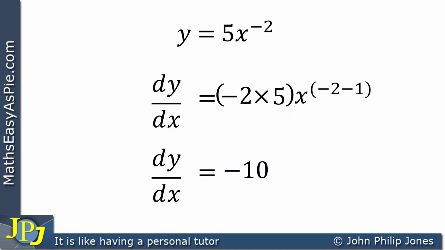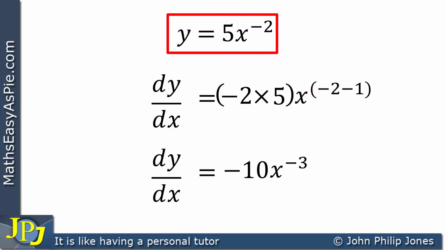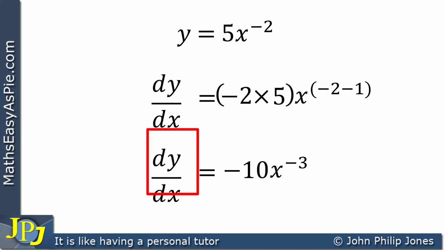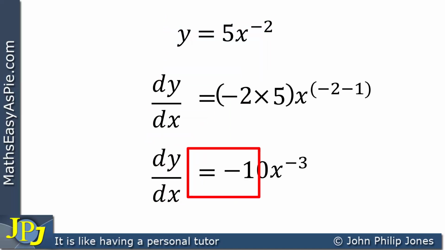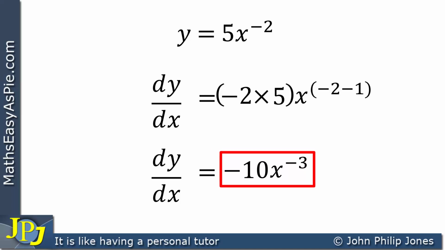We now can turn our attention to this here, which is minus 3. So we will end up with this being x to the minus 3, and you can see I'm bringing that down here. So we started off with this, y equals 5x to the minus 2. We then differentiated it to give us this, minus 10x to the minus 3.